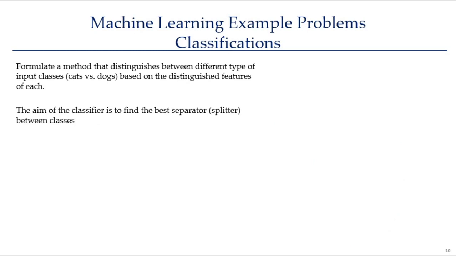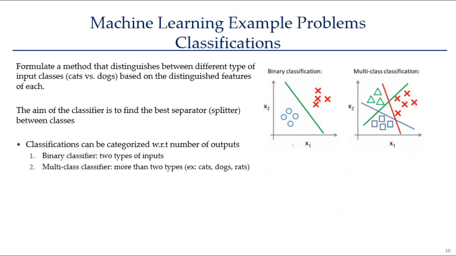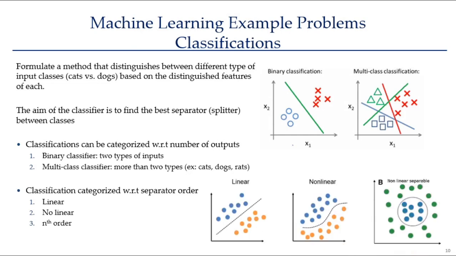There are also classification problems, where the objective is to formulate the method that distinguishes between two or more different types of input. And this classification is based on identifying some features that are uncommon between the classes. Classification problems can be categorized based on the number of outputs, so we can have a binary classifier or a multi-class classifier. Classification can also be categorized with respect to the separator order. We can have a linear separator between classes, or a non-linear separator between classes.